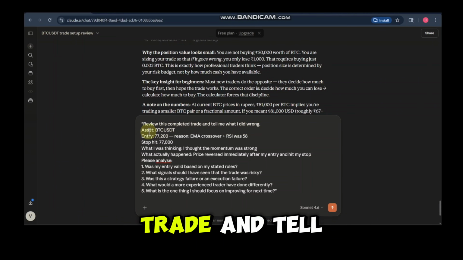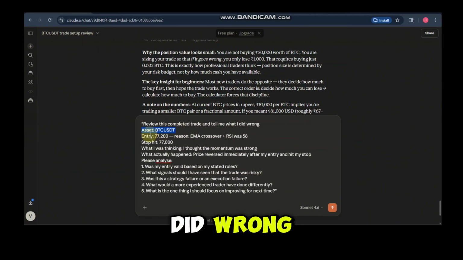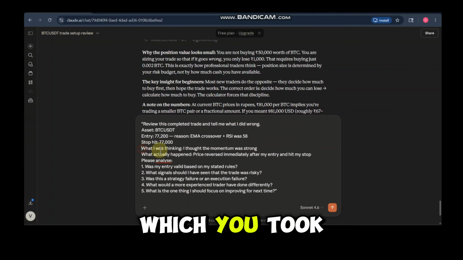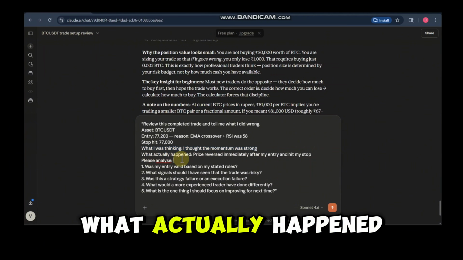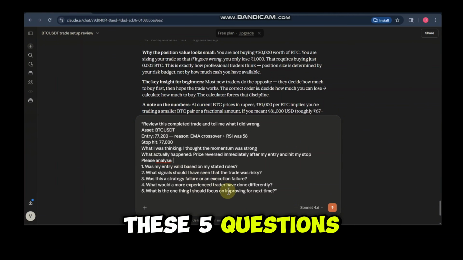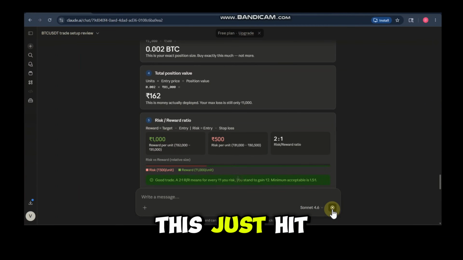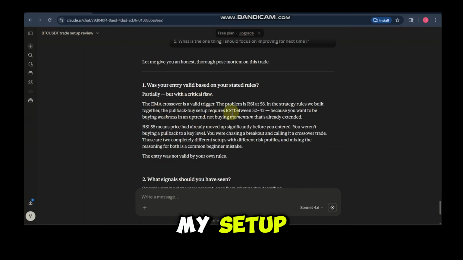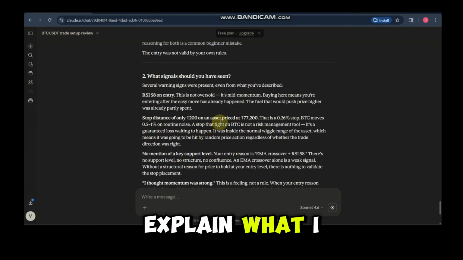Review this completed trade and tell me what I did wrong. The asset should be Bitcoin. Here you can put any asset you want to trade in, and just put your entry point, the reason by which you took the trade, the stop loss point, what you were thinking and what actually happened. Then ask him these 5 questions. After you type this, just hit enter and see what Claude does. Claude will analyze my setup, answer my questions, and explain what I did wrong.